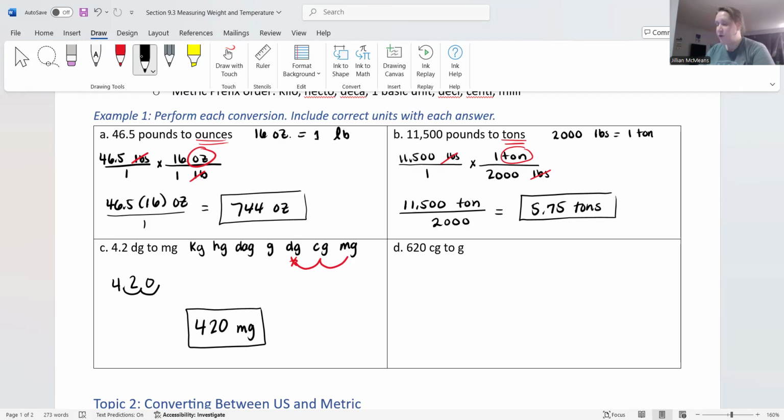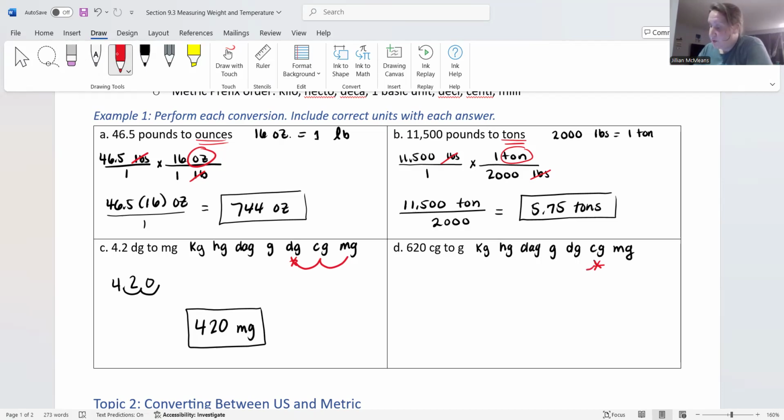Okay, for part D, we're going from centigrams to grams. So let's write out the metric system. So King Henry died by drinking. Remember, by is basic unit for us. I don't know why it turned that into a weird circle, but that should be just a G. By drinking chocolate milk. Okay, so we're going from centi, let me do it in red. We're doing centi back to gram.